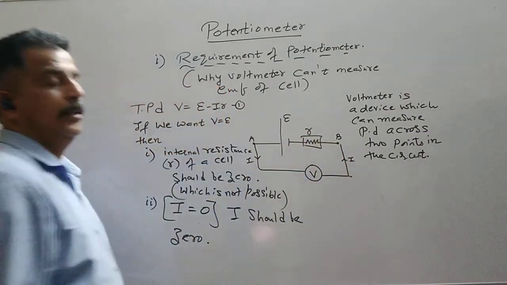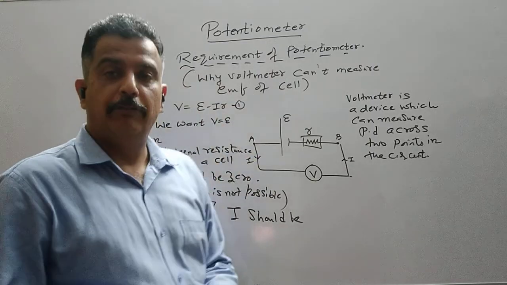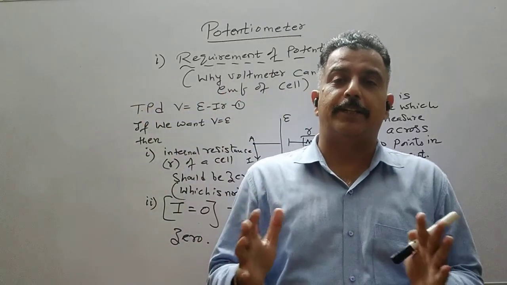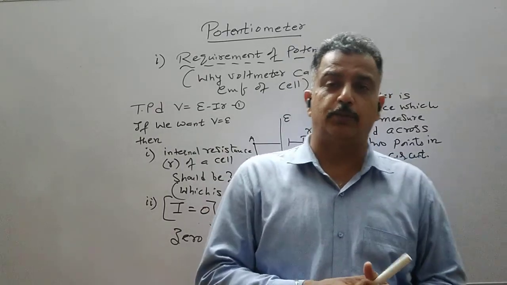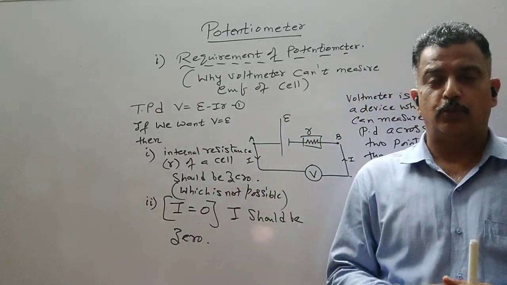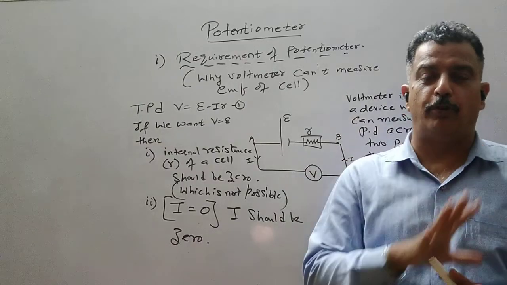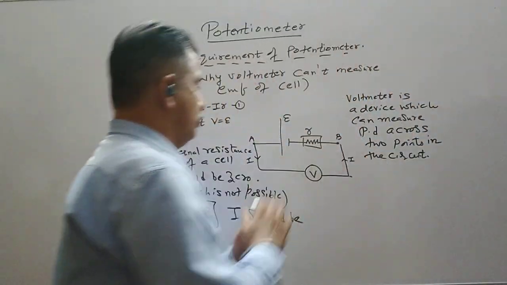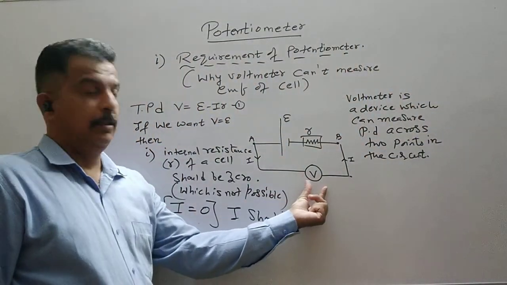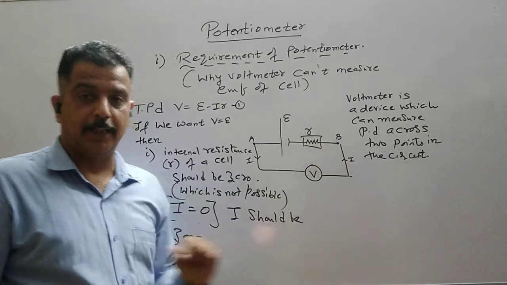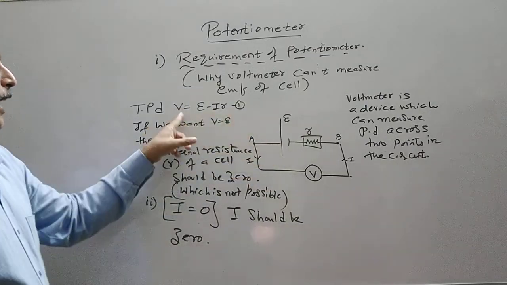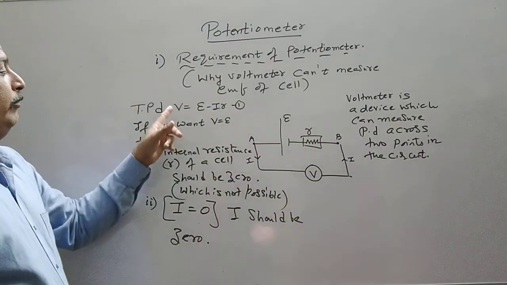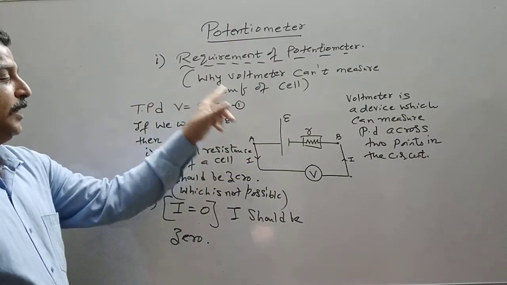As soon as the voltmeter is connected, a small amount of current does flow through the voltmeter. Now in the coming days, we will see that voltmeter resistance is very high. Its typical value is 5000 to 6000 ohms. So a small amount of current does flow from it. It means when the voltmeter is connected, the current starts flowing in the circuit. And if the current starts flowing in the circuit, V cannot be equal to E. V would be equal to E minus IR.